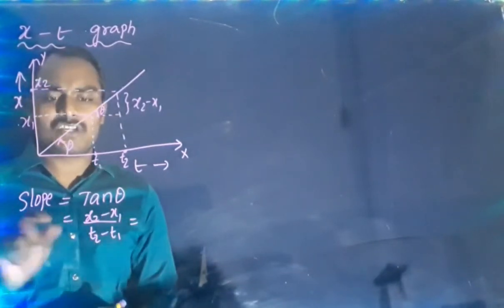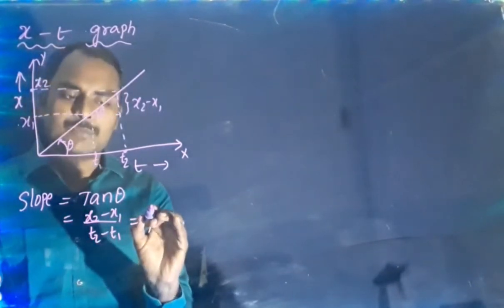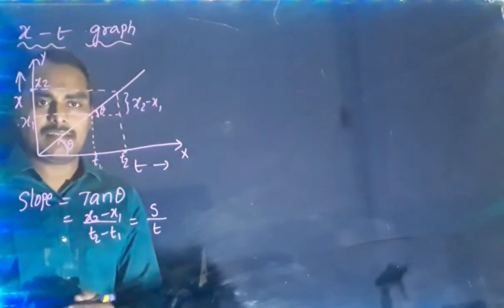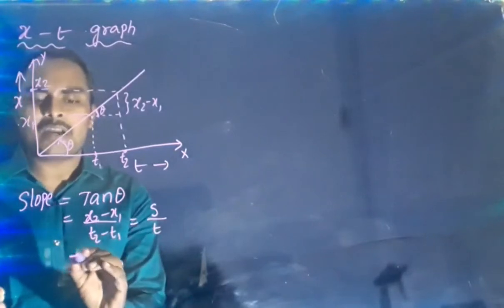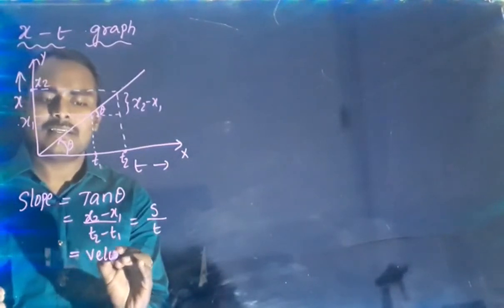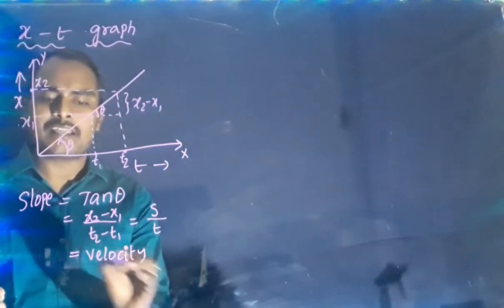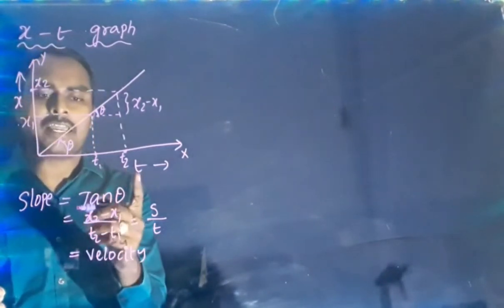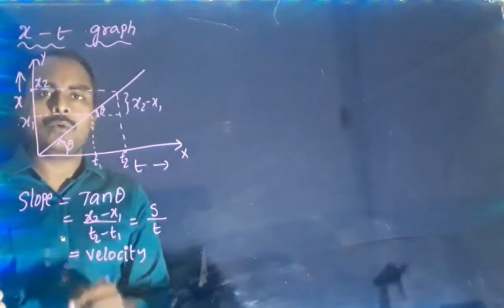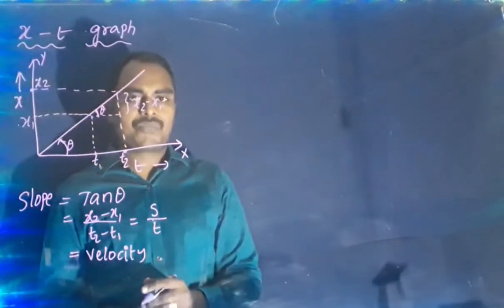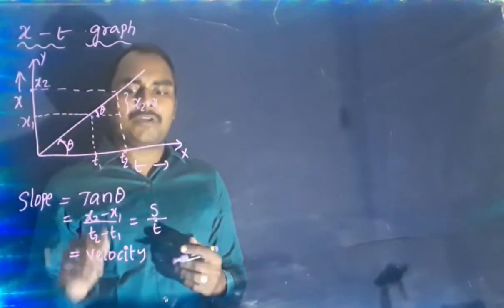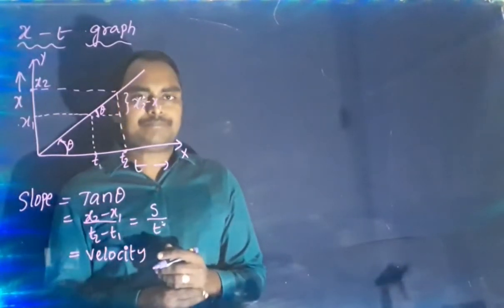x2 minus x1, the change in position of the particle, is displacement s, by the time interval t. So displacement upon time is nothing but velocity. So we are finding the slope of the graph between position and time, and the slope is equal to velocity. Then we can conclude that the slope of position time graph gives velocity.